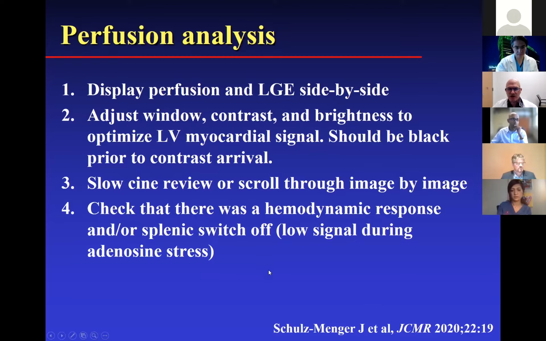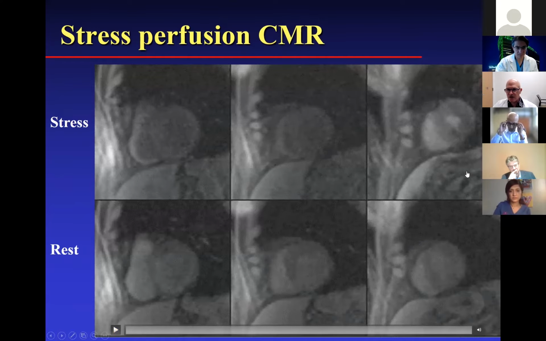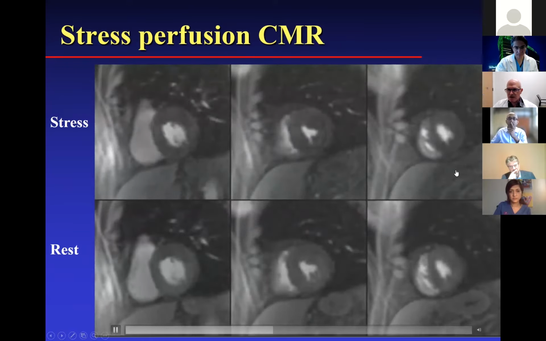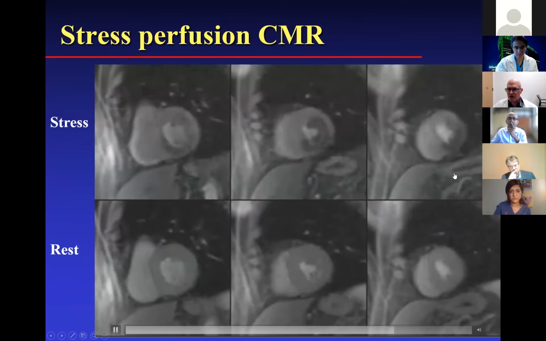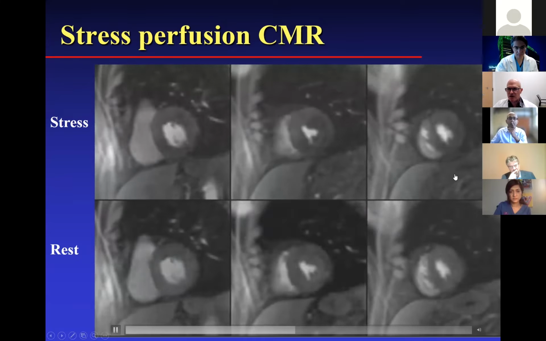You also want to check that there was a hemodynamic response during the adenosine or regadenoson infusion, and/or look for what's called the splenic switch off, which is low signal during the adenosine stress within the spleen. If we go back to the images I showed you, the spleen is over here, and you can see that during adenosine, the splenic signal is lost, and then you see it perfused normally with contrast later.